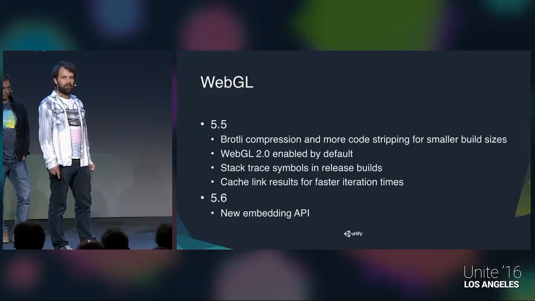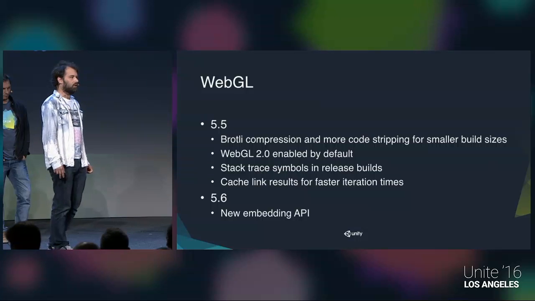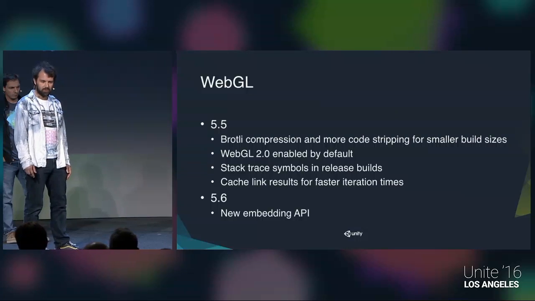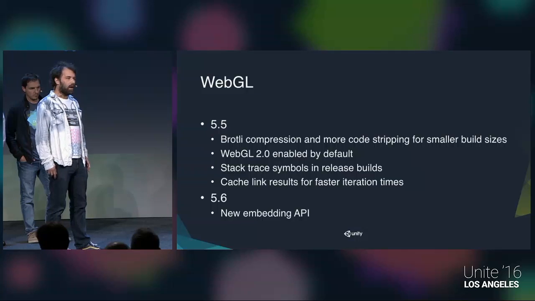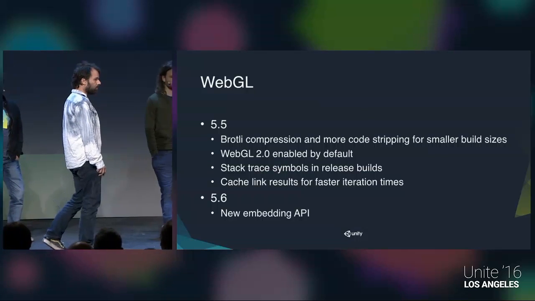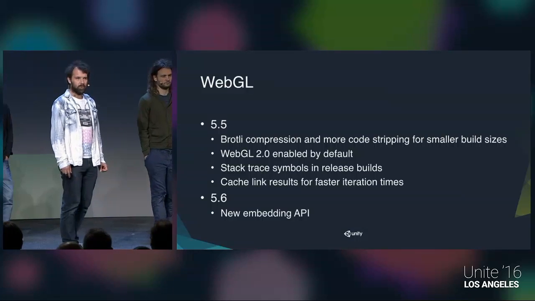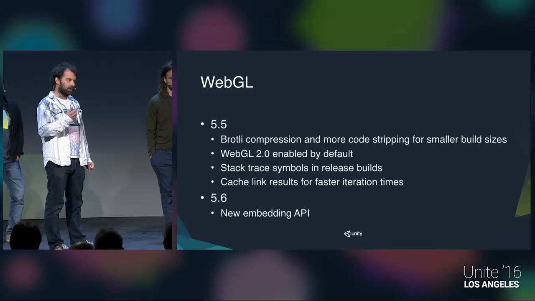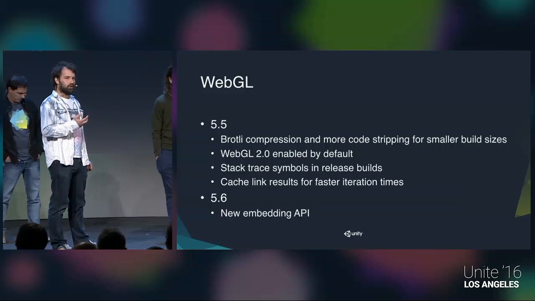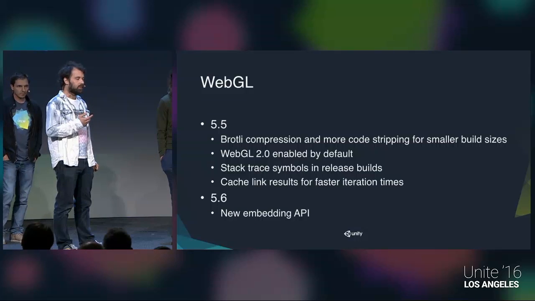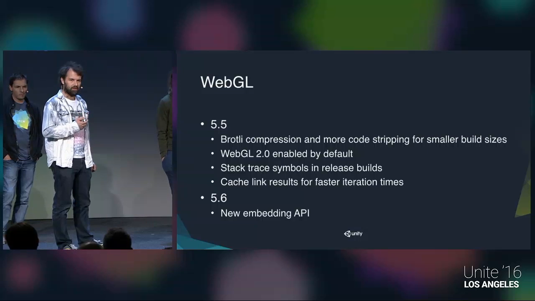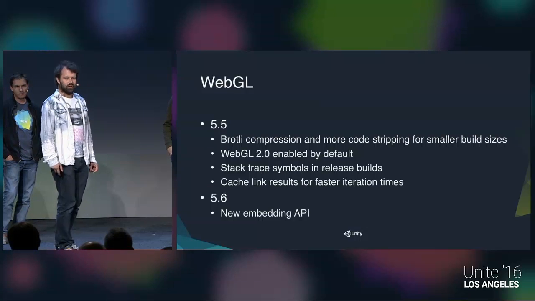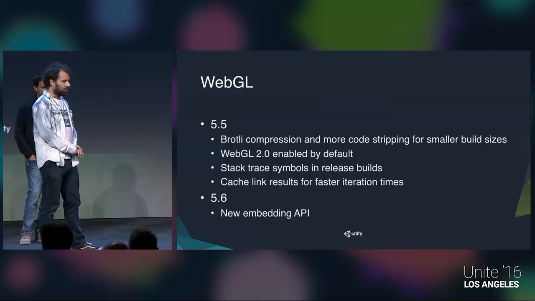You'll be able to have stack traces with symbols in release builds, because we'll just include a symbols file which can be downloaded on demand when you run into a crash. And because we know that iteration times on WebGL are a big problem right now, just waiting for your build, we're now also caching the link result. So if you're just iterating on some assets, just change the texture and you rebuild, the build actually just takes like 20 seconds or so. And so that helps a lot with iteration times.